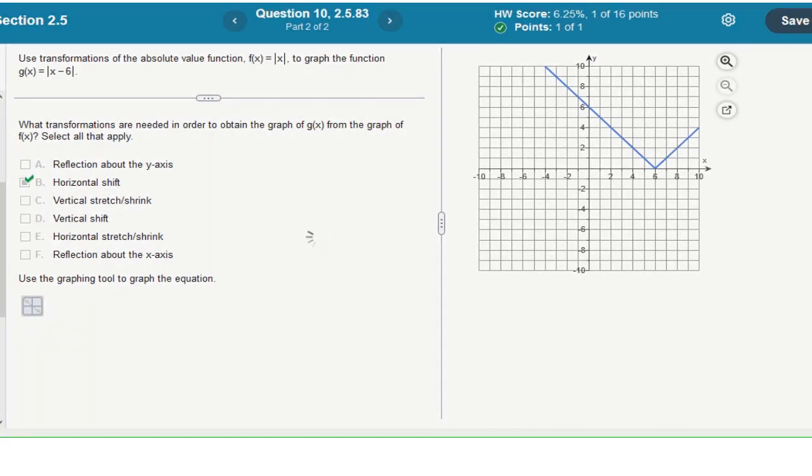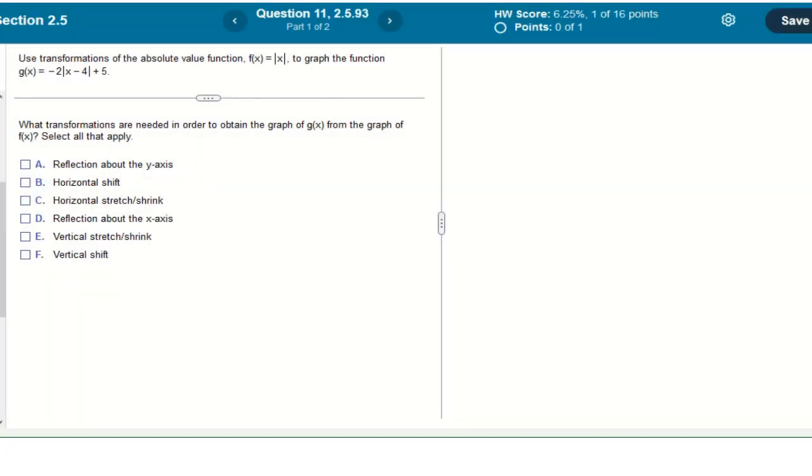Let's choose another question. Now here we have also the absolute value of f of x, which is x, but g of x is negative 2 times the absolute value of x minus 4, plus 5. Notice first of all the plus 5, that's a vertical shift. The minus 4, that's a horizontal shift, and the negative 2, that's a vertical stretch or shrink, and we have negative, that's reflection about the x-axis.